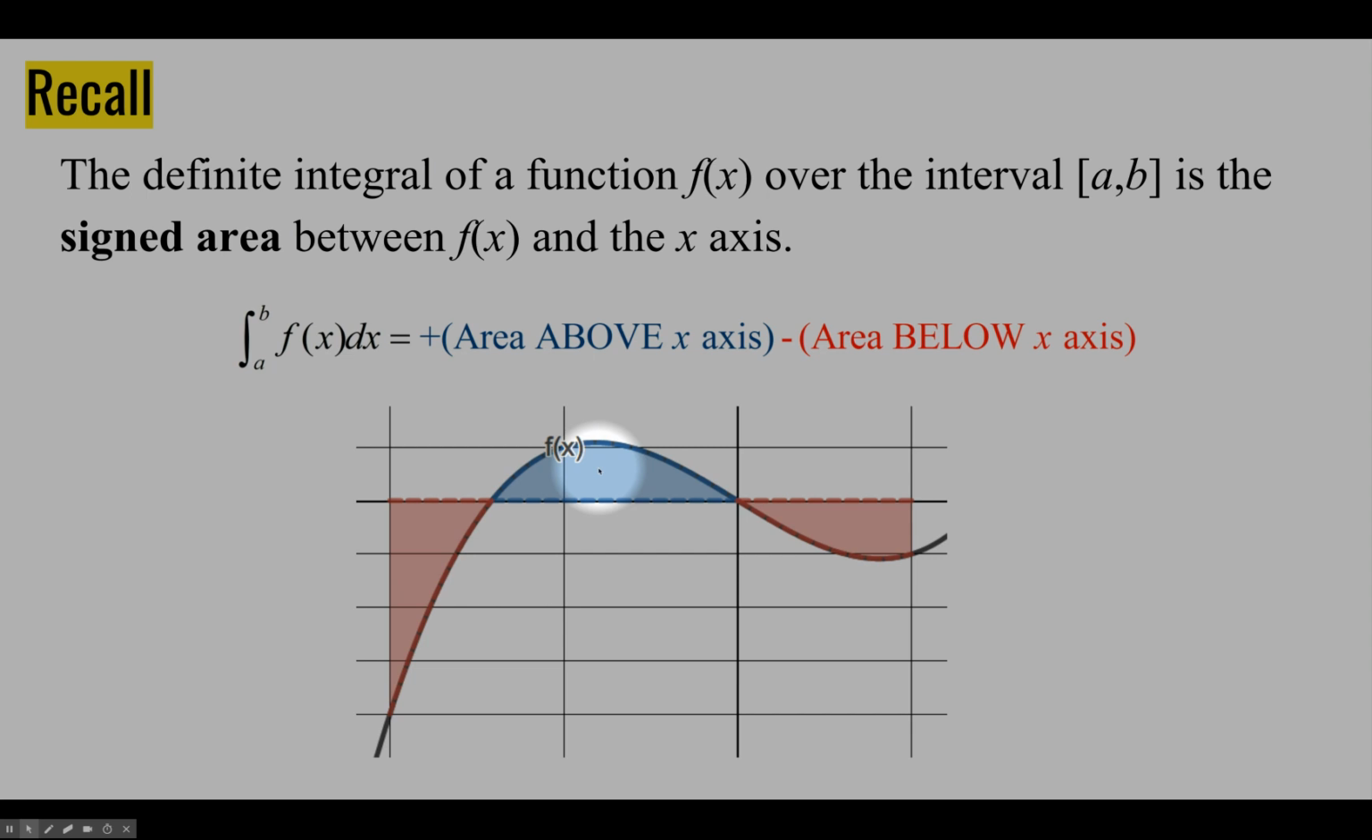which is the signed area. So essentially we said that the integral, this was the integral symbol, from x equals a to x equals b of the function f of x dx, remember we need that dx, is equal to all of the area that's above the axis minus all of the area that's below the axis. And so the integral will calculate that for us. And so our task in this particular section is to find out how to efficiently calculate this integral.